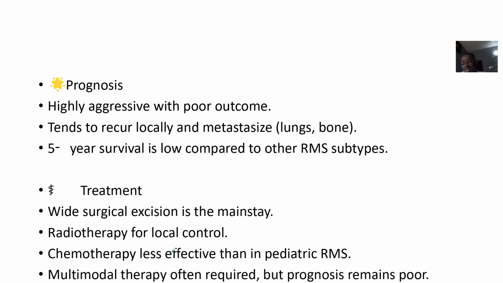So the prognosis is highly aggressive. There's a poor outcome. People that have this type of rhabdomyosarcoma will rarely recover from it. It tends to recur locally, like it keeps coming back, and the survival rate is just 5 years.